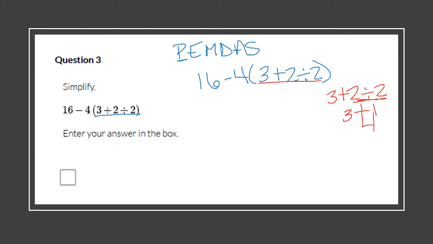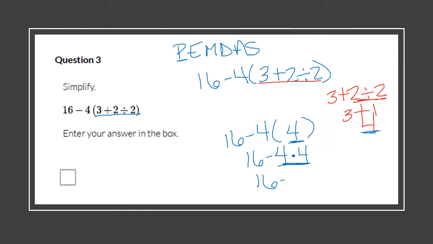So now I could rewrite my equation as 16 minus 4 times 4. The 4 you got right here replaces all that stuff inside the parentheses. Now the parentheses are standing for multiplication. So if you don't like looking at parentheses like that, if it gets confusing, just rewrite it as a multiplication. So then multiplication comes before subtraction. So 4 times 4 is 16, and 16 minus 16 is 0.